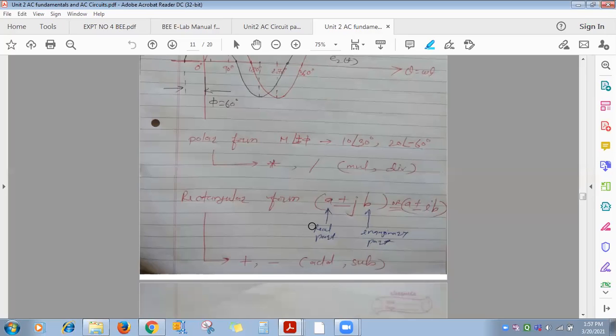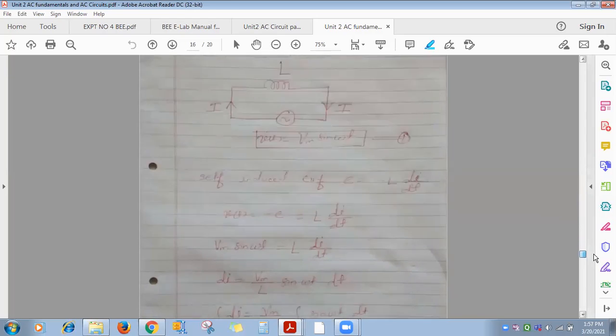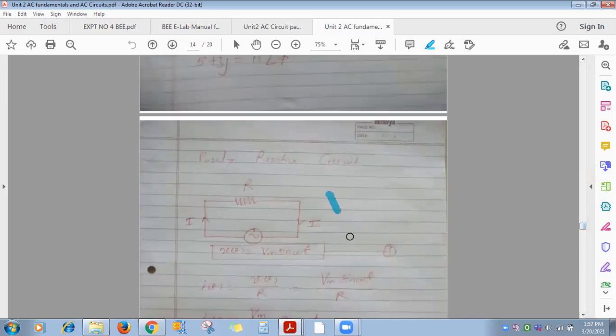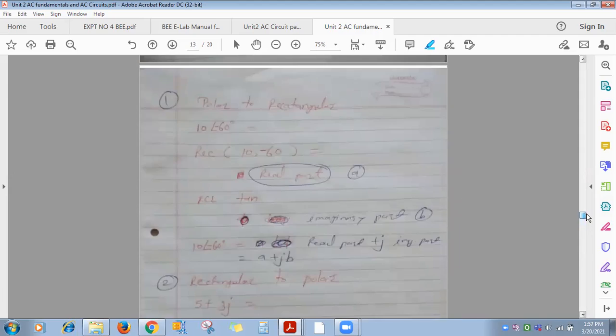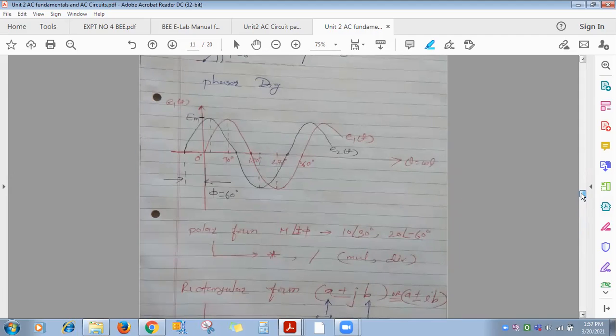But if it is a theory question, like the next topic, purely resistive, purely inductive, purely capacitive circuit, suppose for example this circuit. If based on this circuit you get asked to draw the waveforms, then there you have to draw the waveforms. But in numericals no one will ask you to draw the waveform. You will get asked to draw the phasor diagram. So more weightage is there for the phasor diagram.